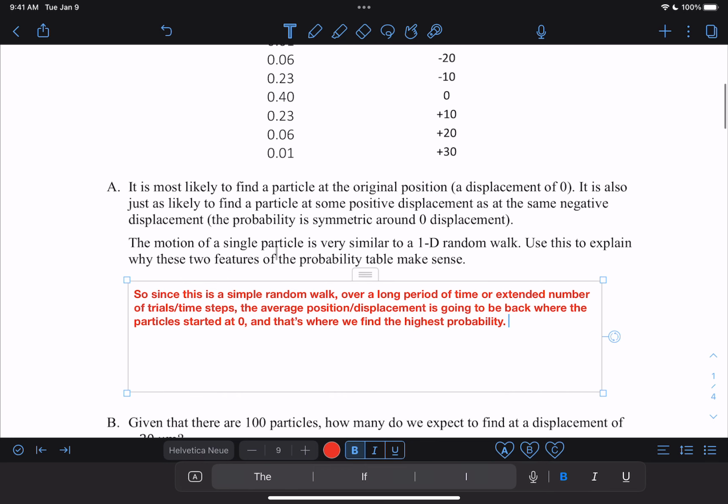Now, the second thing that we observe is the symmetric distribution. Why do we see the symmetric distribution? Other than the fact that, in a simple random walk, yes, you have a symmetric distribution. But why is that? Why is it in a simple random walk you have a relatively symmetric distribution?